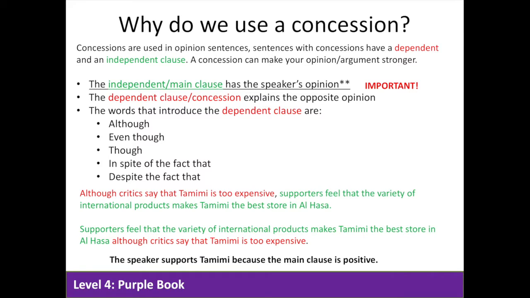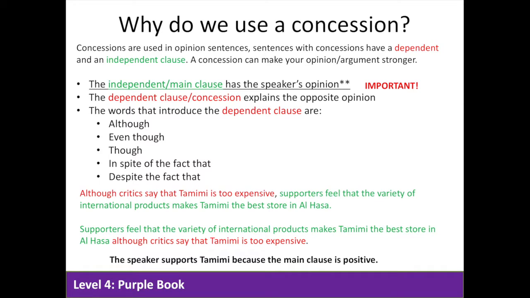A few examples. Although critics say that Tamimi is too expensive, supporters feel that the variety of international products makes Tamimi the best store in Al-Hassa. In this example, we have the concession listed in red and the main clause in green. Another example. Supporters feel that the variety of international products makes Tamimi the best store in Al-Hassa, although critics say that Tamimi is too expensive.